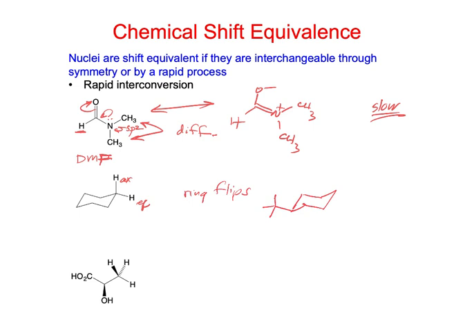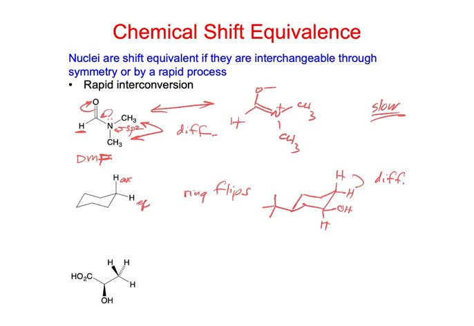But if we put something else on here as well to cause some differences in chemical shift, like an OH or something, then these protons would be quite different. Not only because we have this OH, but also because axial is different than equatorial. Axial protons are usually more upfield than equatorial.